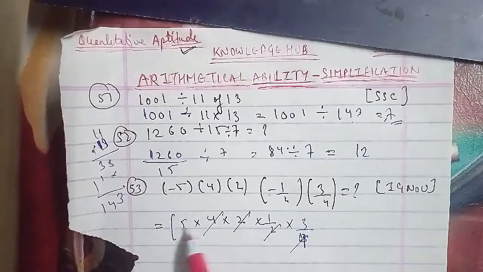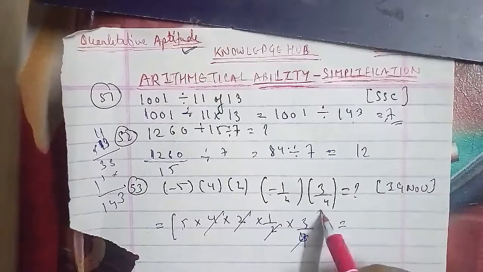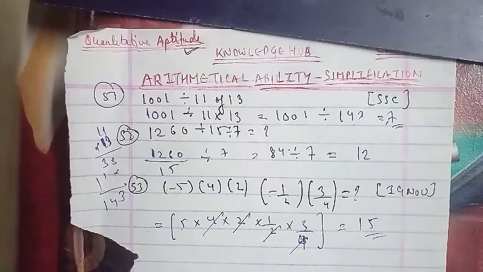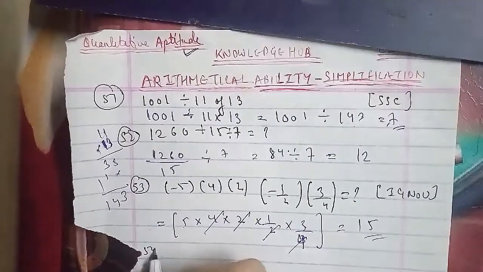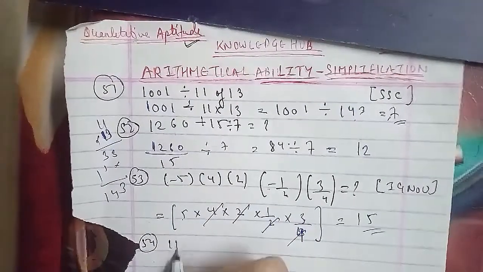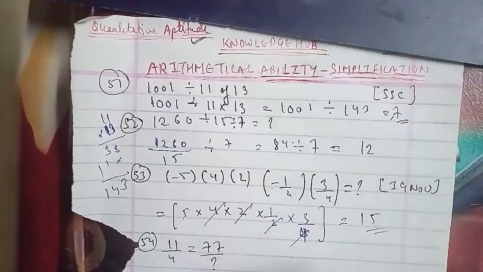Now we will be going ahead with another question. This is the 54th question of the session here: 11 upon 4 equals 77 upon question mark, and this has been asked in a hotel management question paper. The options for this we have are 28, 77 upon 28, 44 and 308.